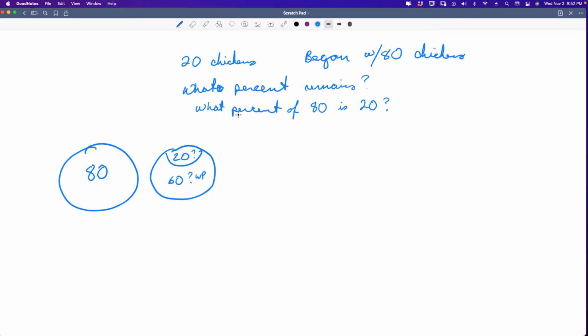And basically we're saying what percent of 80 is 20. We know that of is multiplication. We know that is equal, right? So we know we can say 80 times some number is equal 20. I mean, that's our problem right there. So we divide both sides by 80. Right? X is 1/4.